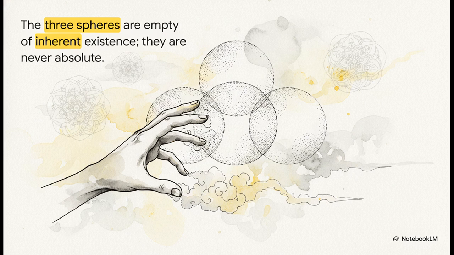So, the crucial takeaway here, step 3, is that because the tetralemma systematically destroys all 4 logical extremes, these subatomic elements and their characteristics are totally ungraspable. They are completely empty of inherent existence. They lack any fixed, standalone, independent essence. They are never absolute, period.